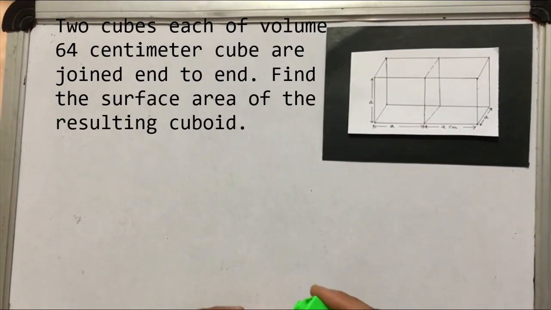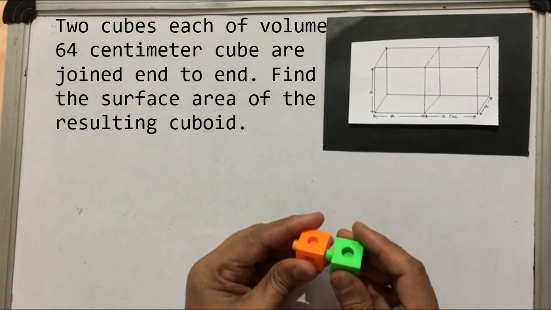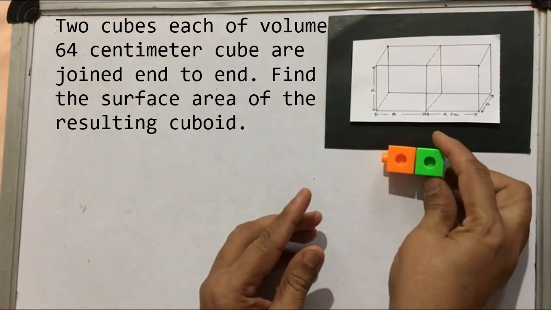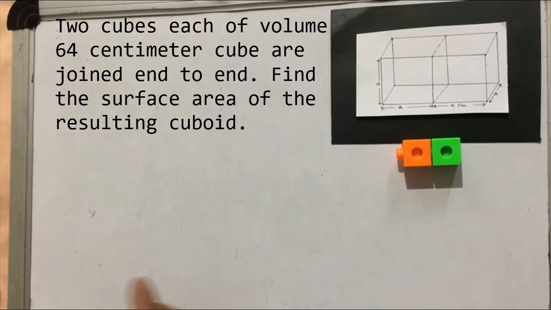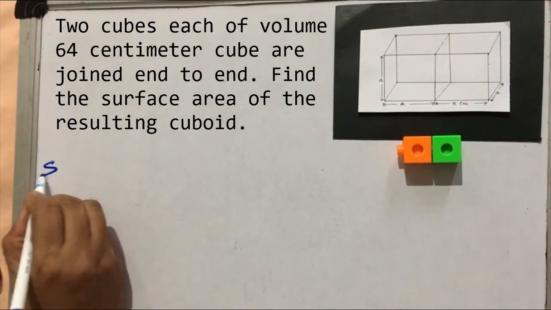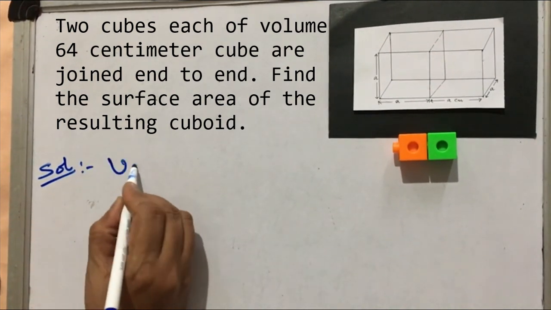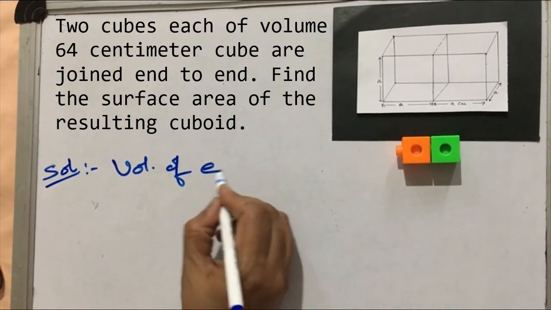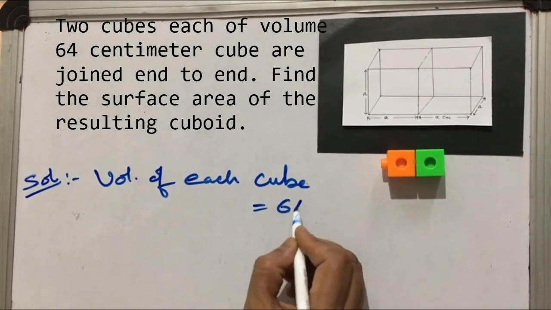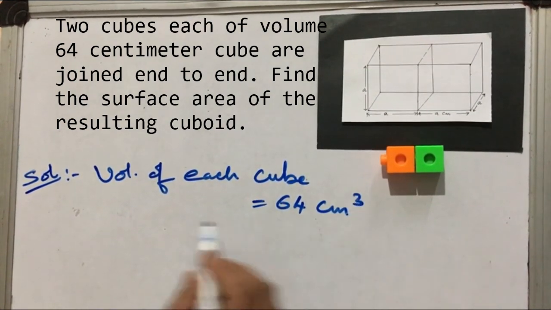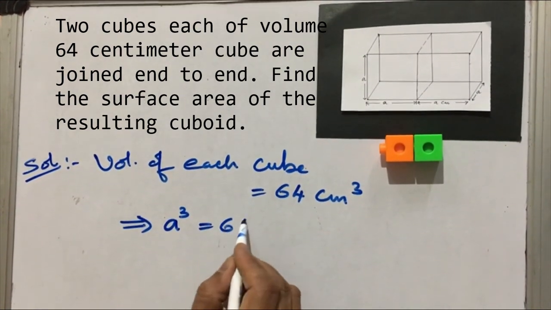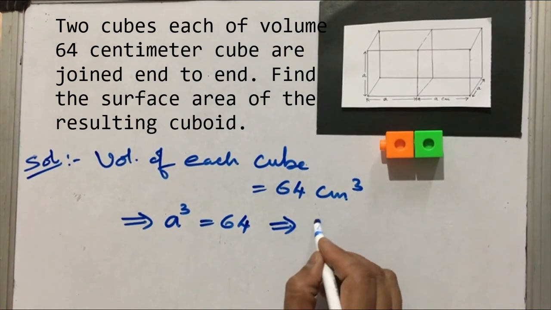Given that two cubes are joined end to end, when we join two cubes, the resultant form can be a cuboid in this manner. Also given that the volume of each cube is 64 centimeter cube. We all know very well that volume of a cube is a cube. a cube equals 64. So a can be how much?